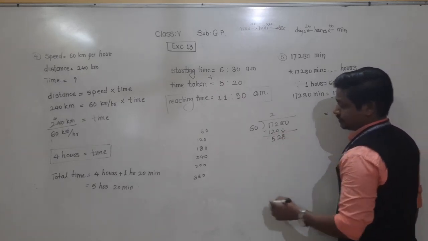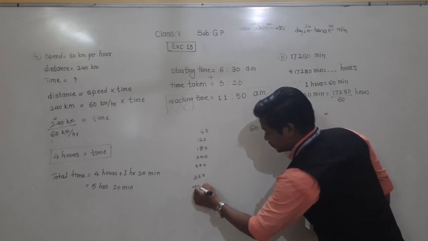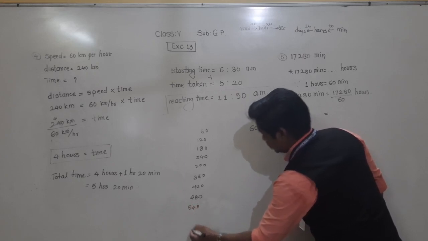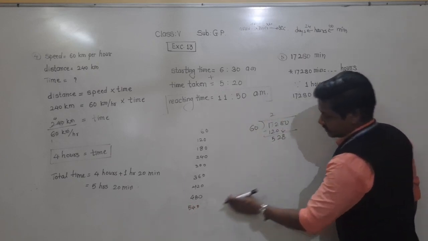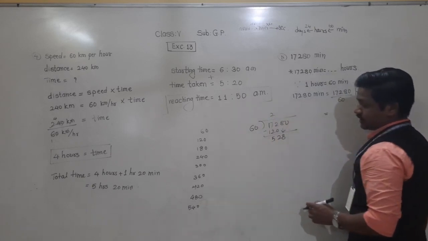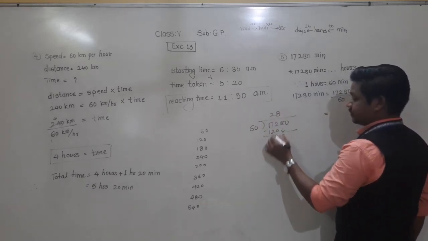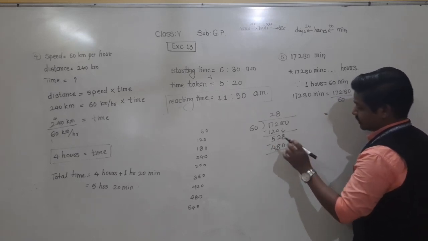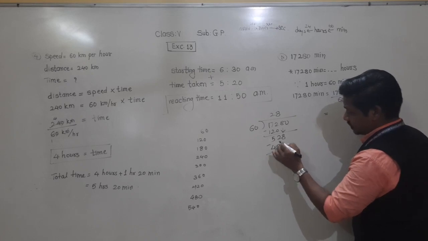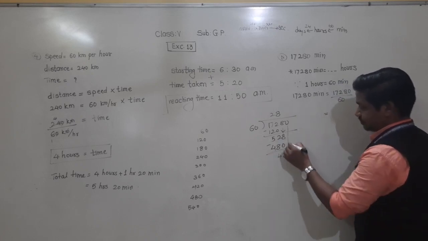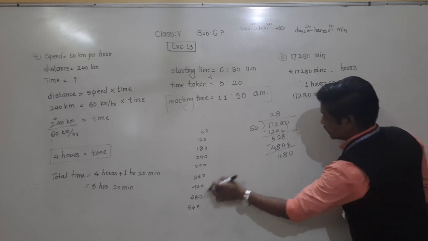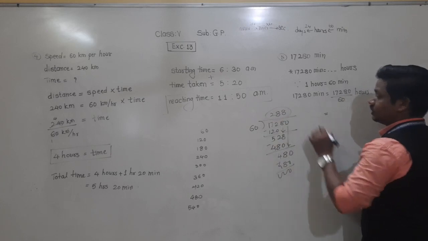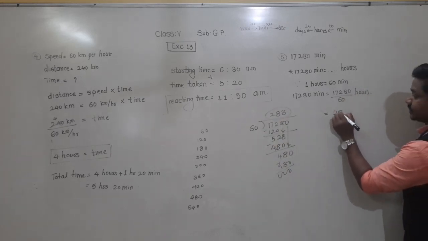Let's bring it down. We need to extend the table: 420, 480, 540. Okay. We have 528, so we cannot take 540, let's take 480. 60 eights are 480. Then 528 minus 480 is 48, and bringing down the 0 gives 480. See, again 8 sixties are 480. Okay, so exactly we got 288 hours. No minutes left.